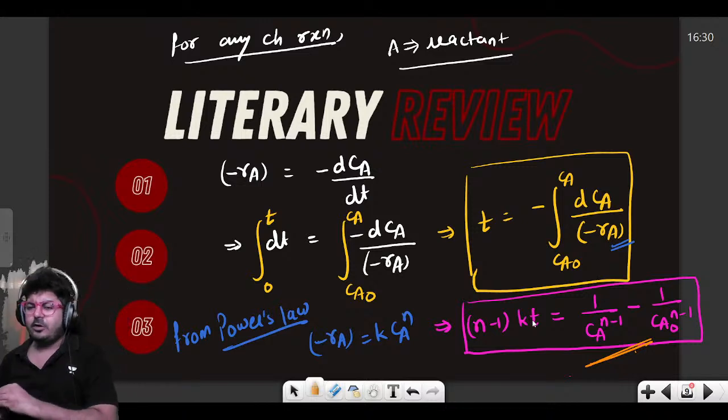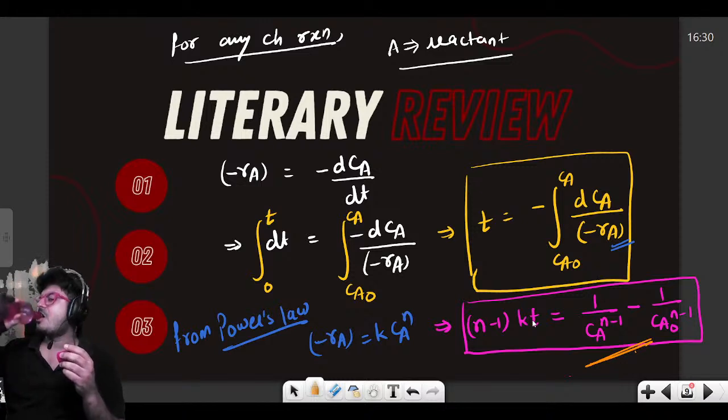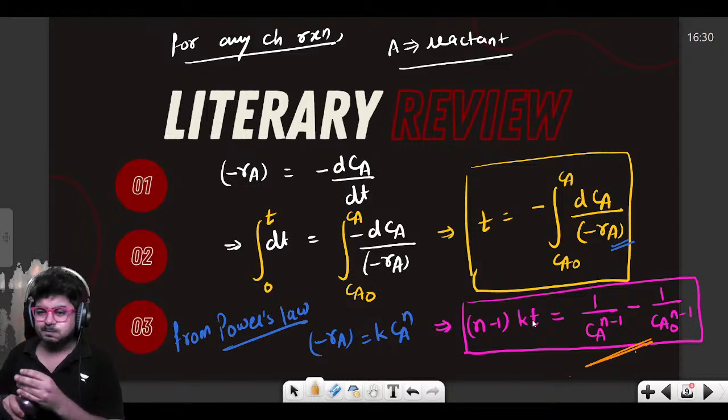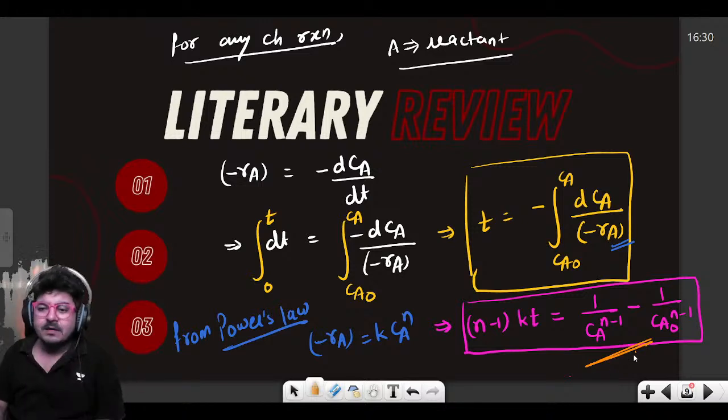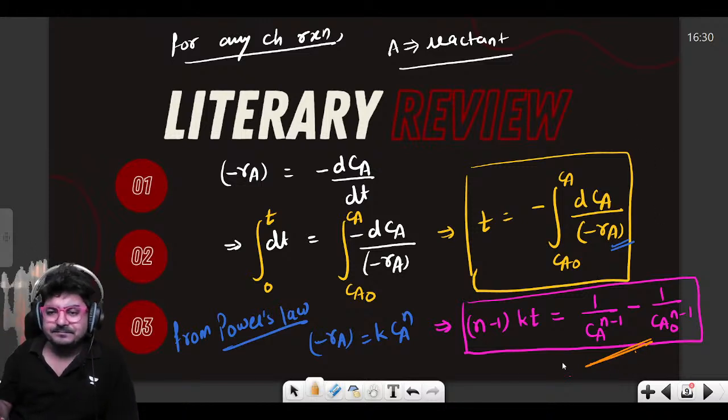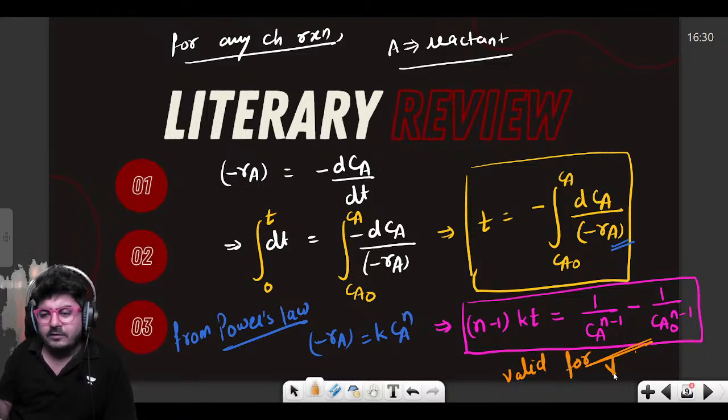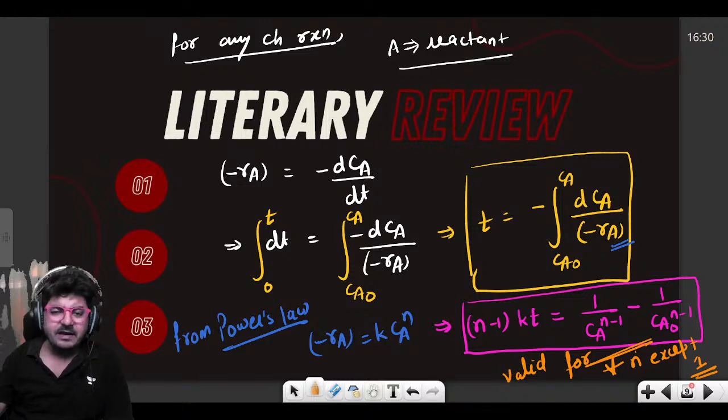And you should know that in CVRS, whatever reaction order is given, this equation is valid for all values of n except one, the first order reaction. For all others except first order reaction, this is applicable.